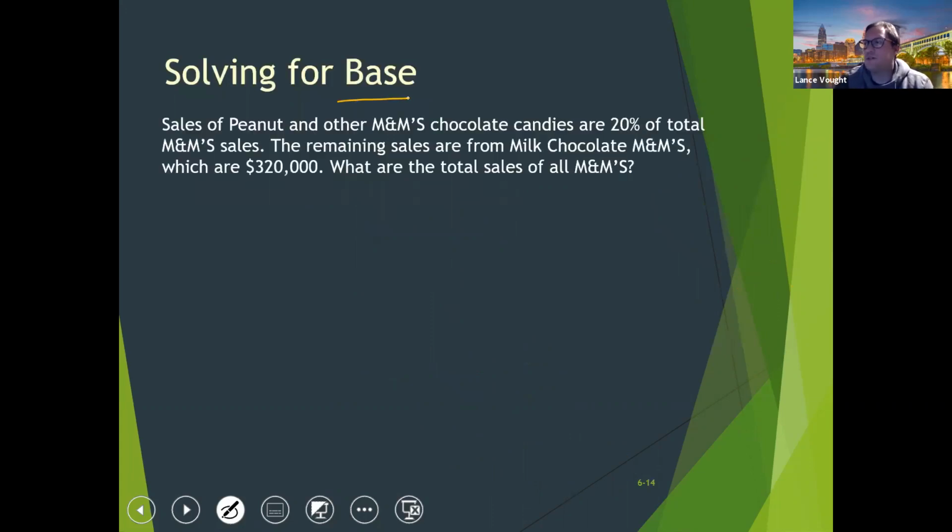And the problem tells us, okay, sales of peanut and other M&M's chocolate candies. So like the peanut butter, the mint, the English toffee, the dark chocolate, the spooky season M&Ms, all of the ones that aren't plain milk chocolate equals 20%. So the remaining sales are 320,000. So what are the total sales of all M&Ms? So we know that we're trying to find base. We know originally P equals B times R. So if we're trying to find B, it's P over R.